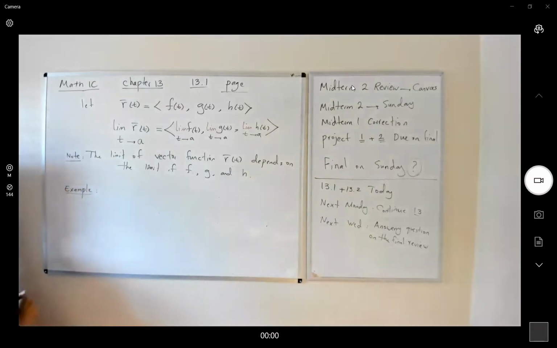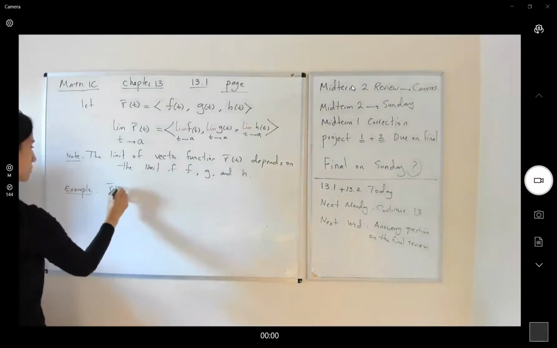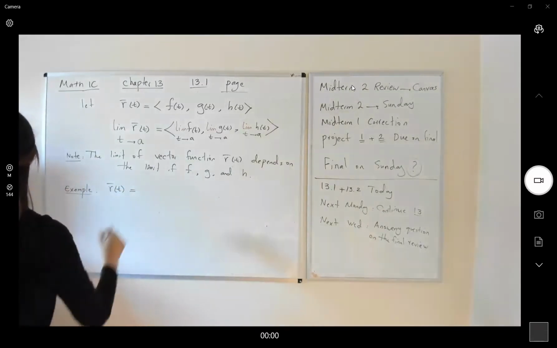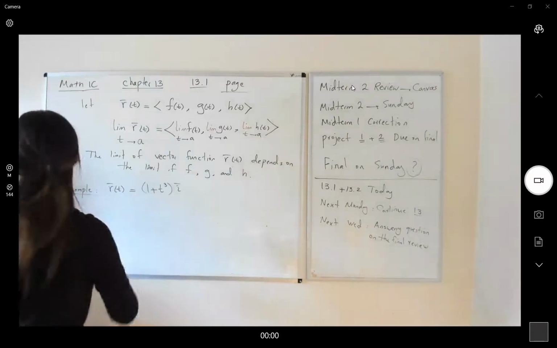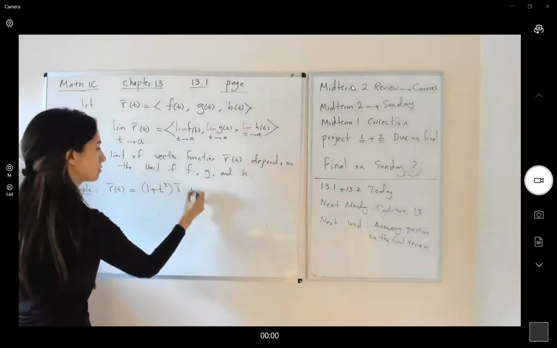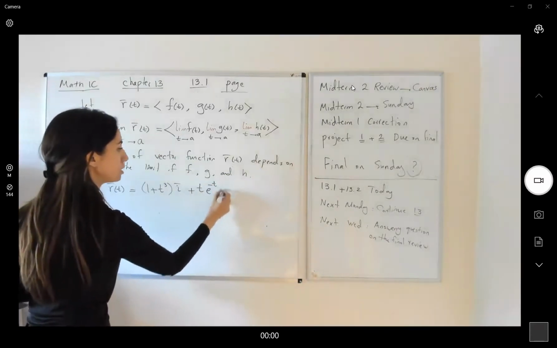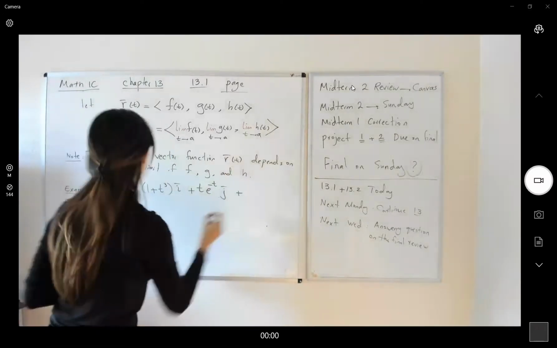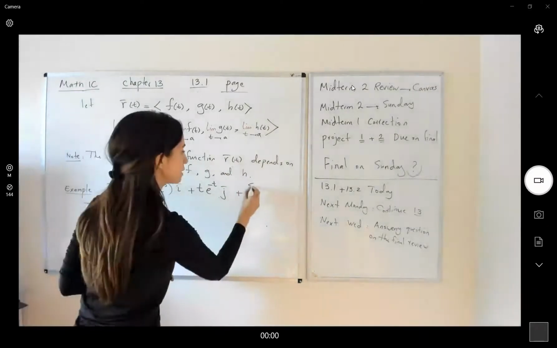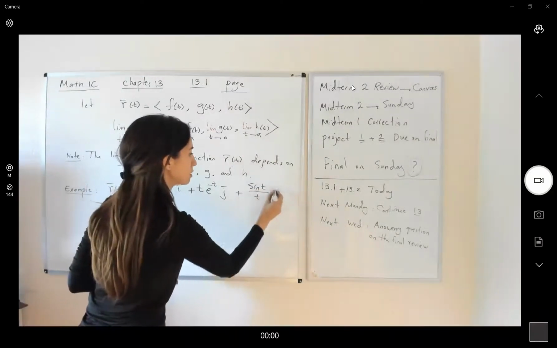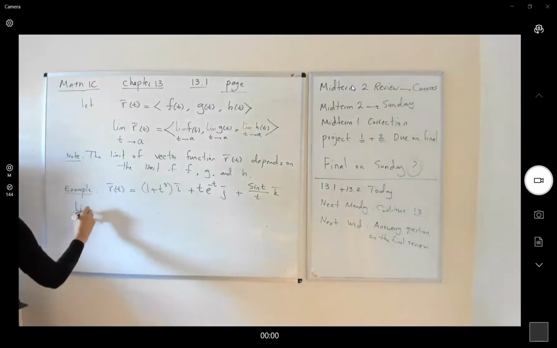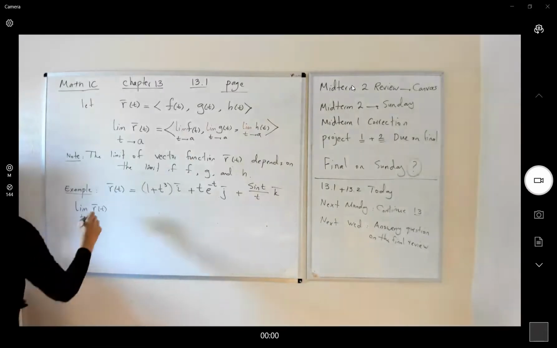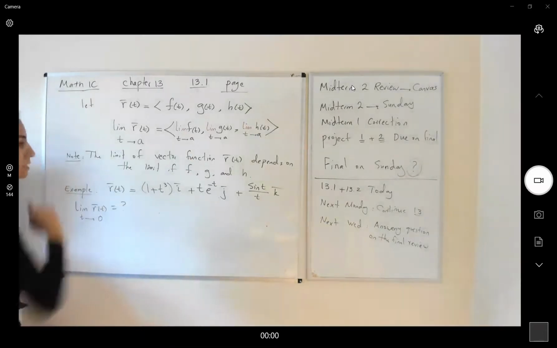So what do we have here? R of t, your vector function, is defined this way: 1 plus t cubed in the direction of the x-axis, t e to the negative t in the direction of the y-axis, and sine t over t in the direction of the z-axis. The question says, find the limit of this vector function as t goes to 0. What is this limit?